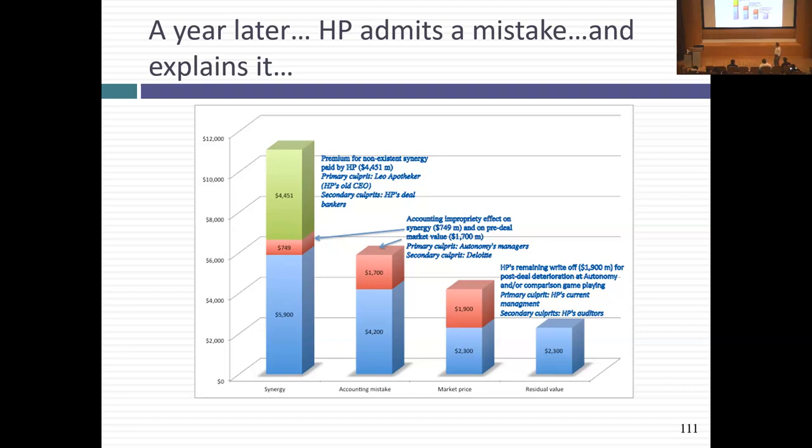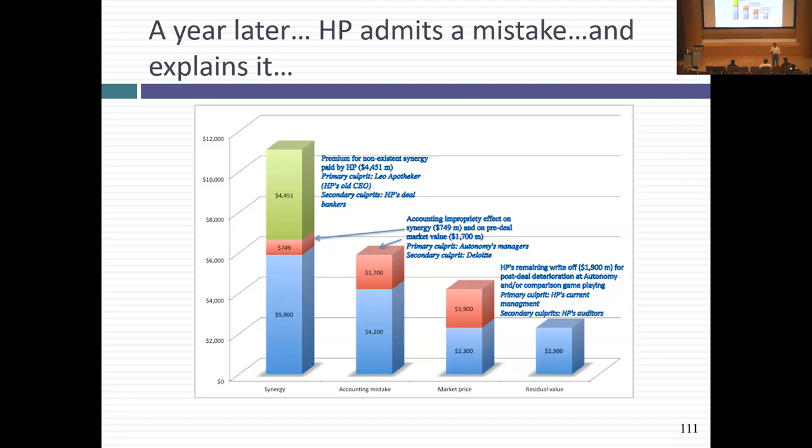And if I can, I'd also like to deal with all those deal makers. I think it was Goldman Sachs and Morgan Stanley. I want my money back, right? What kind of deal advice is this? That's the first stop. So that's $4.4 billion of the mistake.